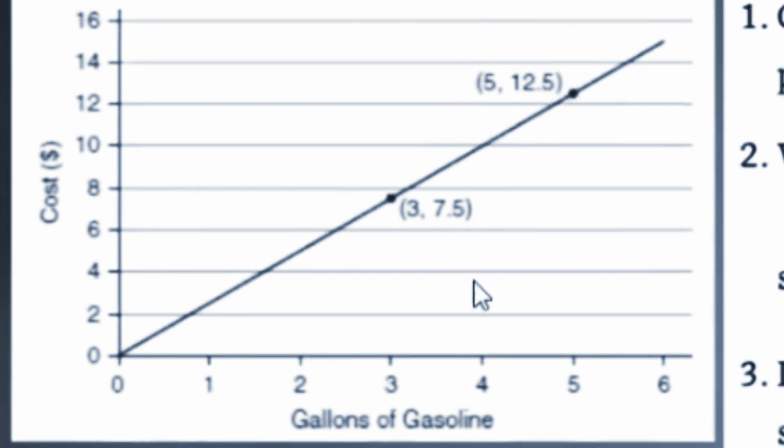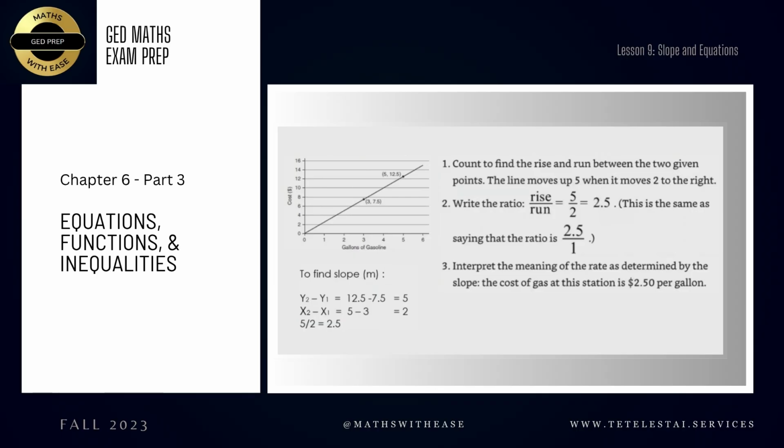So to find the change in y, we're going to subtract our first y value, which is 7.5, from our second y value, or y2, which is 12.5. So that's how I did here. 12.5 minus 7.5 is 5. Then we're going to go back to our graph. Since this is y2, then this has got to be x2, right? So our slope formula tells us that we need to subtract x1 from x2. So 5 minus 3 gives us 2.